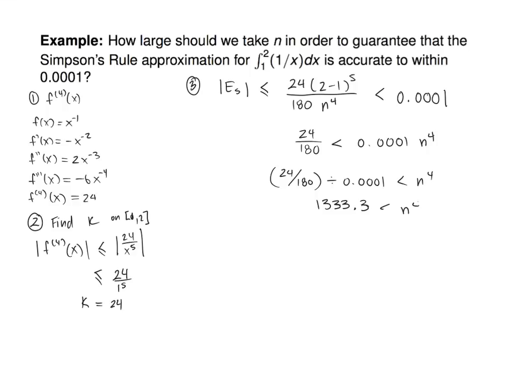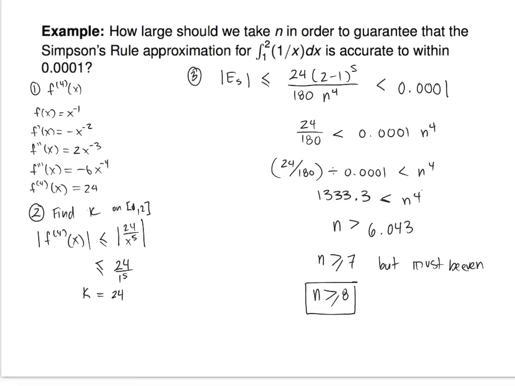Did I do something wrong? So if you take that 1333, you end up with n is greater than 6.043. Remember how I said you have to always round up? So n bigger than or equal to 7, but it's Simpson's rule, so it must be even, yep. So n must be bigger than or equal to 8. You get almost full credit if you got everything except for that last little bit, right? So, yes.